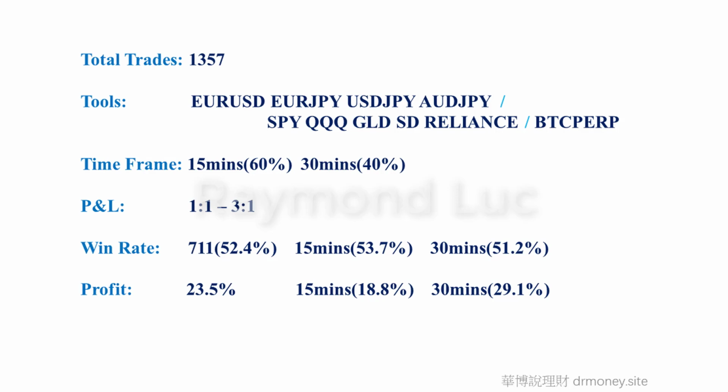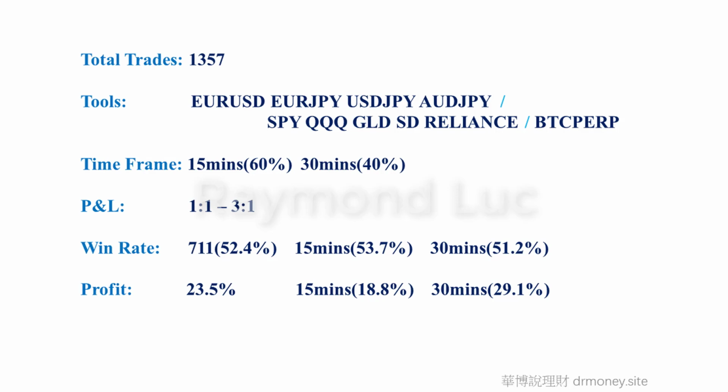In general, 711 wins out of 1,357 transactions equals a 52.4% win rate. If you only calculate the 15-minute time frame, the win rate is 53.7%. The win rate of trading with a 30-minute time frame is 51.2%. These ratios show that with this profit-loss ratio, ignoring transaction fees, you can break even on the trades.